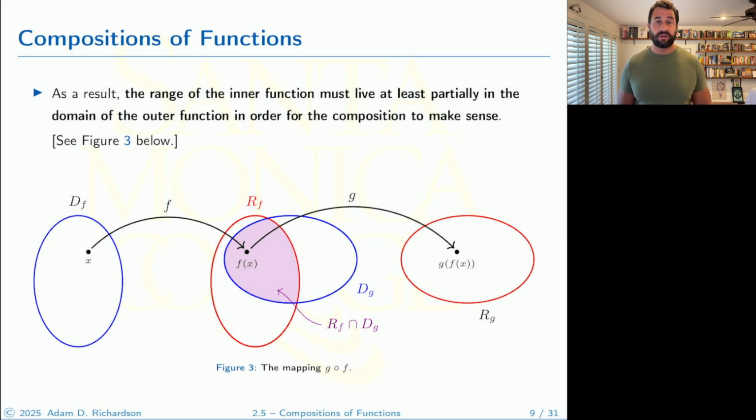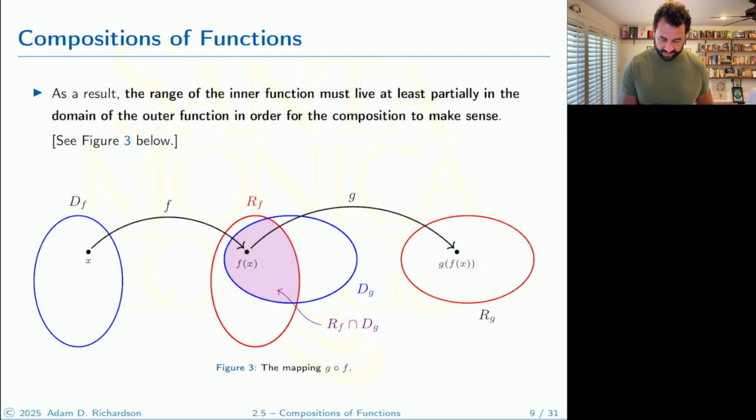So, for example, here f takes x to this point, f of x, and luckily, whatever this value is, it's actually also in the domain of g. That means g can process it, g can operate on it. So g will take f of x and it will map it to g of f of x, all right?